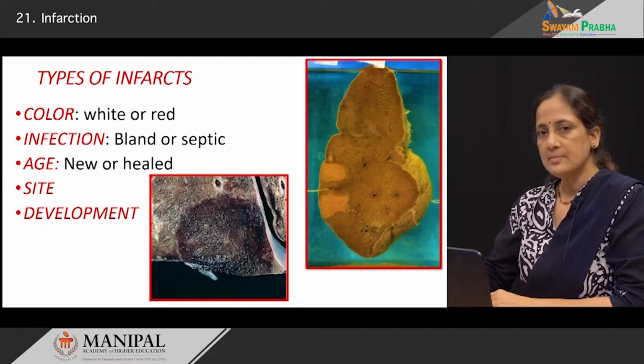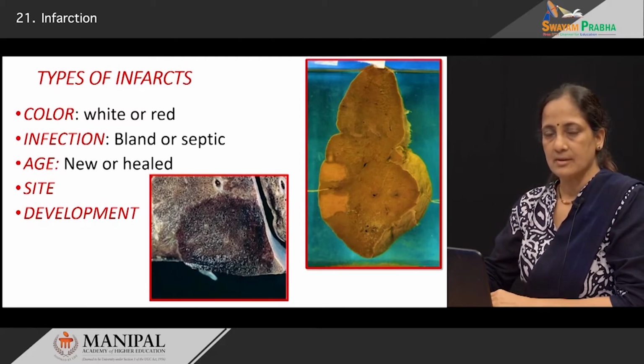Based on the presence or absence of infection, the infarct can be reclassified as bland infarct or septic infarct. For example, if a bland embolus blocks the vessel, coagulative necrosis is of the bland type, whereas if a septic embolus blocks a vessel, superadded inflammation and suppuration results in a septic infarct.